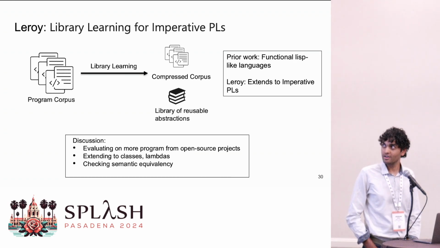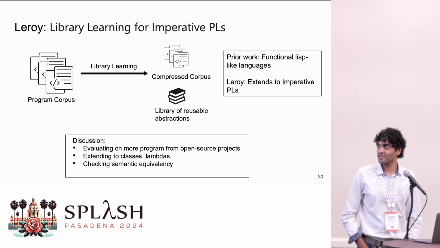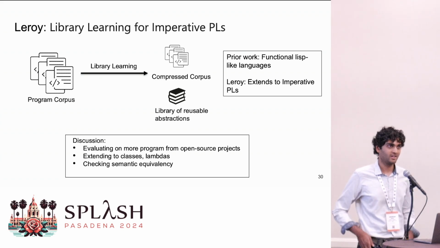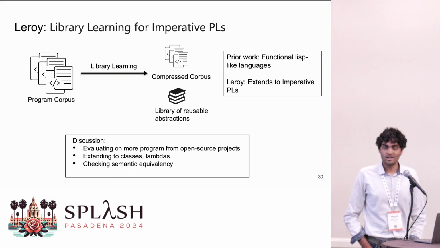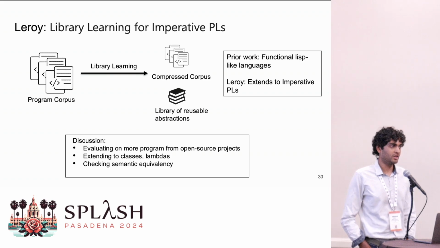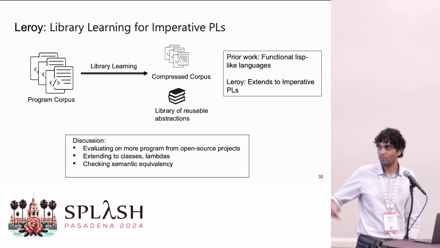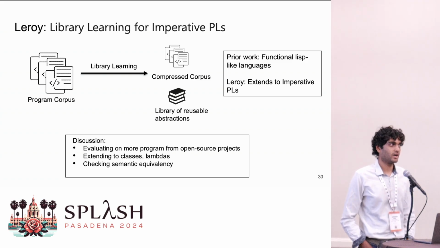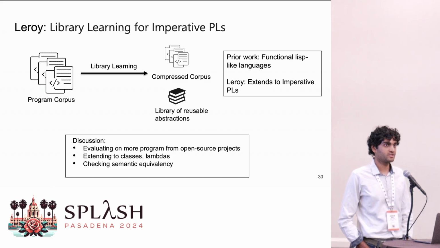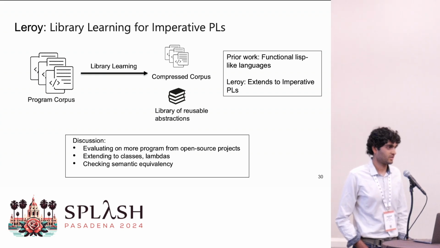Cool. So here's a summary of the entire work. Library learning is a thing that figures out how to compress your code and find reusable abstractions. And we built a tool called Leroy, which extends from functional-like syntax to Python. And here are some points for discussion that I'd like to bring up, notably how to expand this evaluation and where this tool can be applied and stuff like that. Thank you, and I'm happy to take questions.